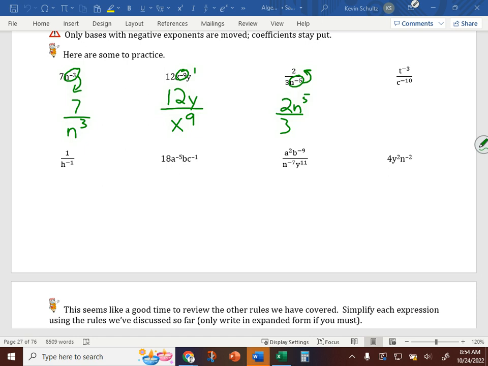Okay. Next one, t to the negative third over c to the negative 10th. What gets moved? Everything does. Our t to the negative third, unhappy in the numerator, goes down below. The c to the negative 10th, unhappy in the denominator, goes up top. Becomes c to the positive 10th and t to the positive third. Initial questions on this one?